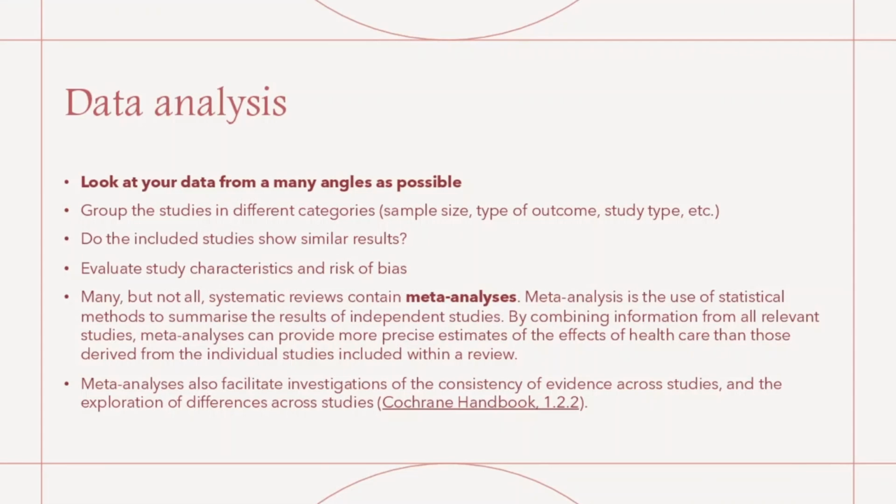Then for what concerns the data analysis, it is important to look at your data from as many angles as possible. You could start by grouping the studies in different categories according to sample size, type of outcome, study type, and so on. And you should ask yourself, do the included studies show similar results? Are they affected by some type of bias? Do they have the same or similar study characteristics?